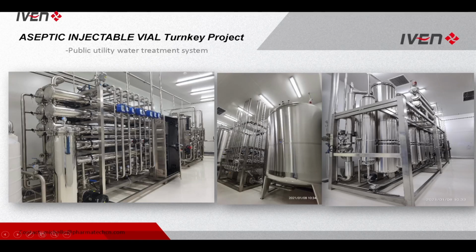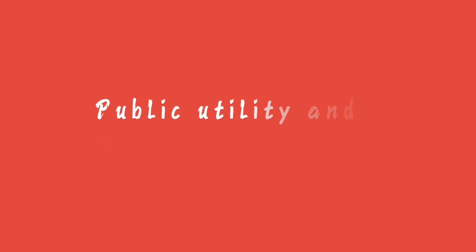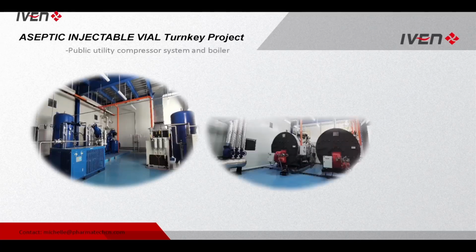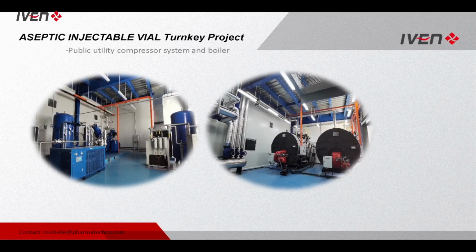Now we would like to introduce the public utility and our clean room system. For the public utility, like the compressed air, we have different kinds of compressed air: oil-free, micro oil-free, and also the oil type air compressor from different brands. Similarly for the boiler, we also have different brands for your selection.